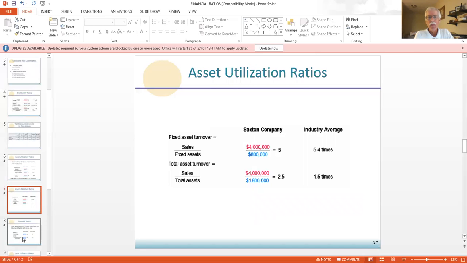You can do the same in measuring fixed assets or total assets and determine what type of fixed asset turnover you have or total asset turnover you have.